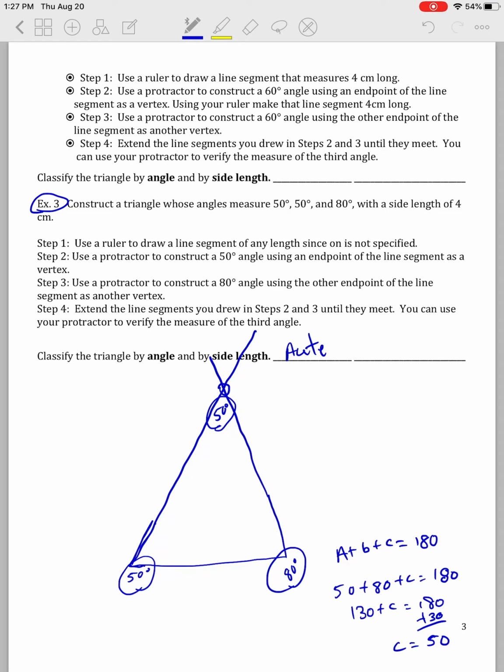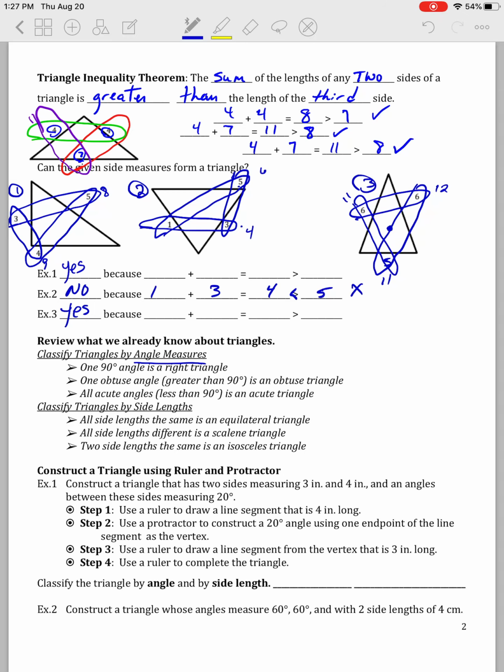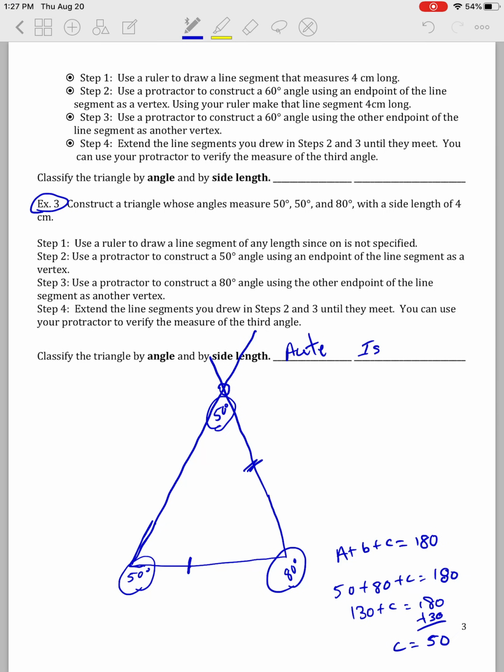Now, if we have two matching angles, what that means is we're going to have matching side lengths. Because these two angles match, then these two sides are going to match. And if those two sides are going to match, what kind of triangle do we have? Let's look here. Side lengths. Two side lengths the same. It's an isosceles triangle. So you have an acute isosceles triangle.